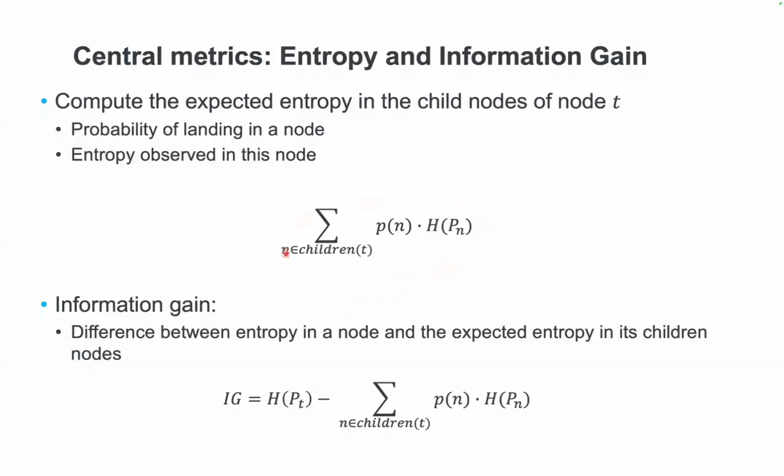Now, this is what is in the children. I can, of course, look at the difference between entropy in a node and the expected entropy in its children. This is then the information gain. Initially, I had this uncertainty, namely the entropy of a node, and then I subtract the weighted entropy as it occurs in the children, and the difference between the two is the entropy reduction or the information gain that I had by doing the split according to a particular attribute.